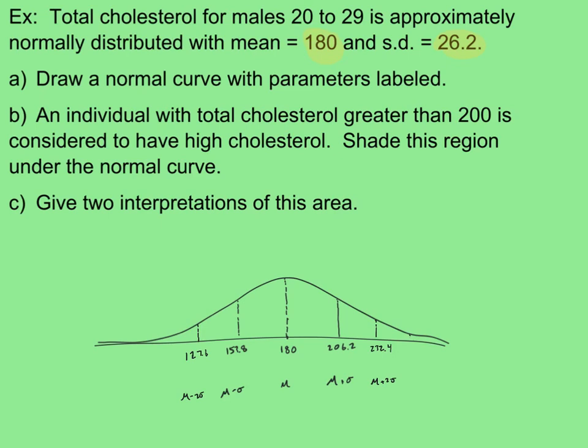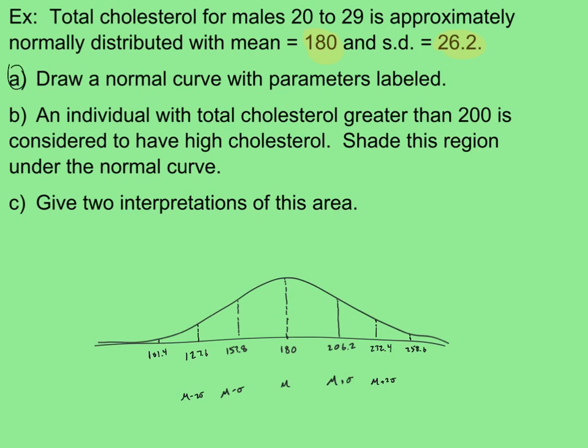I could go 3 standard deviations out. It gets a little bit messy if you try to go to 3, and you can. It's perfectly fine. But let's see what I get for 3 standard deviations away. I got 101.4. And then if I go 3 standard deviations above, 258.6. Okay, so that's part A done.